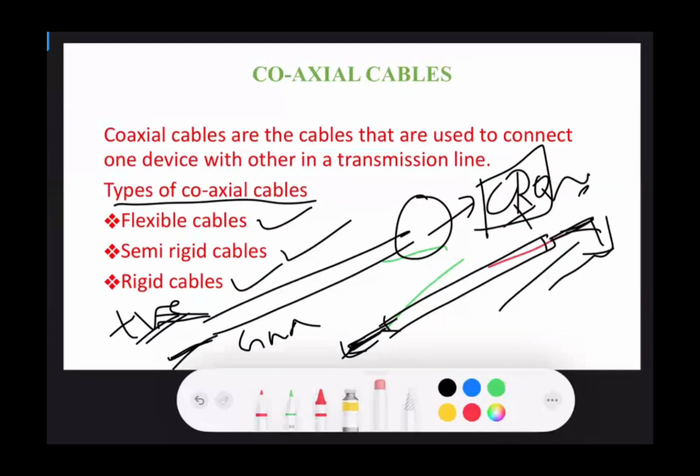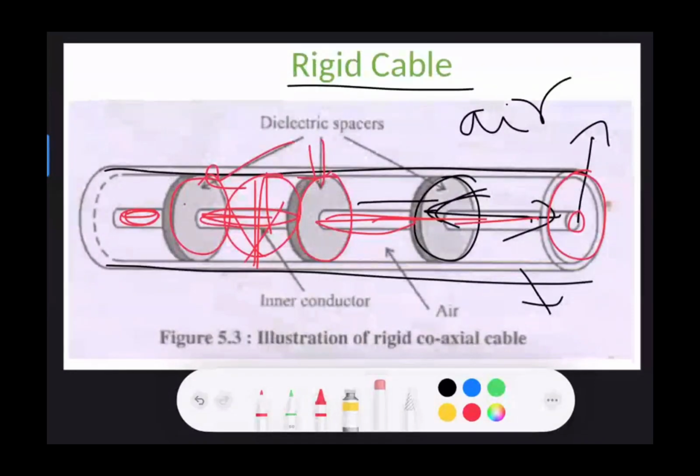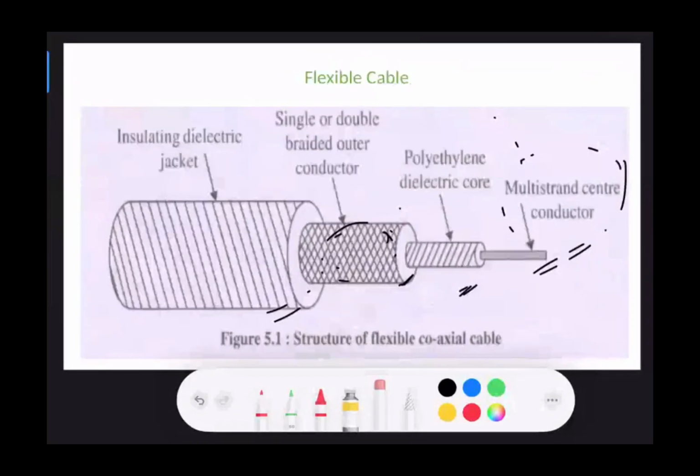First, define what is coaxial cable. Next, write what the types of coaxial cables are. Write the diagrams and simply explain what the rigid cable is, what the internal terminals and external terminals are. Normally, they may ask for an explanation of any two types of cables, not all three.